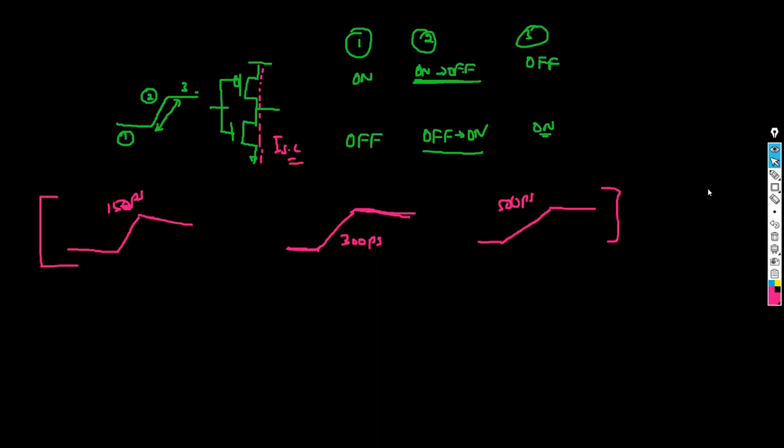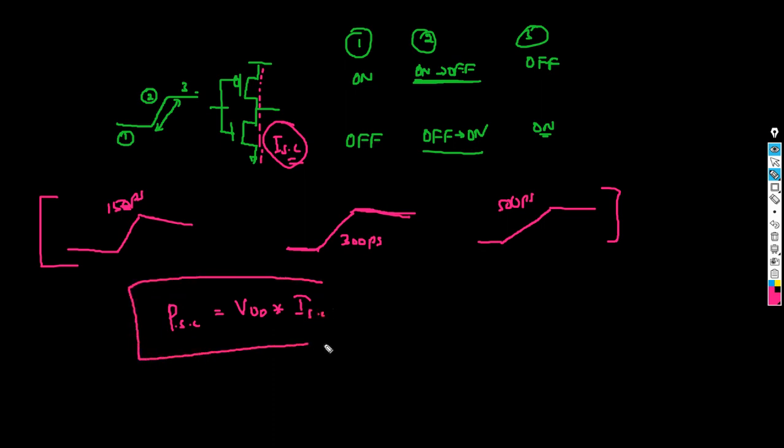Okay, now coming back to short circuit. There would be a fraction of a second where there is a direct path between VDD and VSS. Whatever power gets dissipated during this short period is due to the short circuit current. Your short circuit power is going to be VDD times I_SC, the short circuit current. So this is going to be your short circuit power.